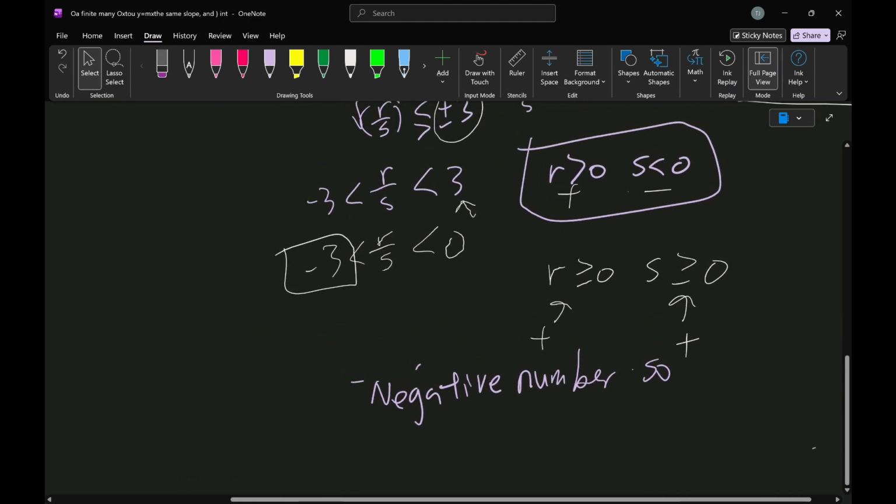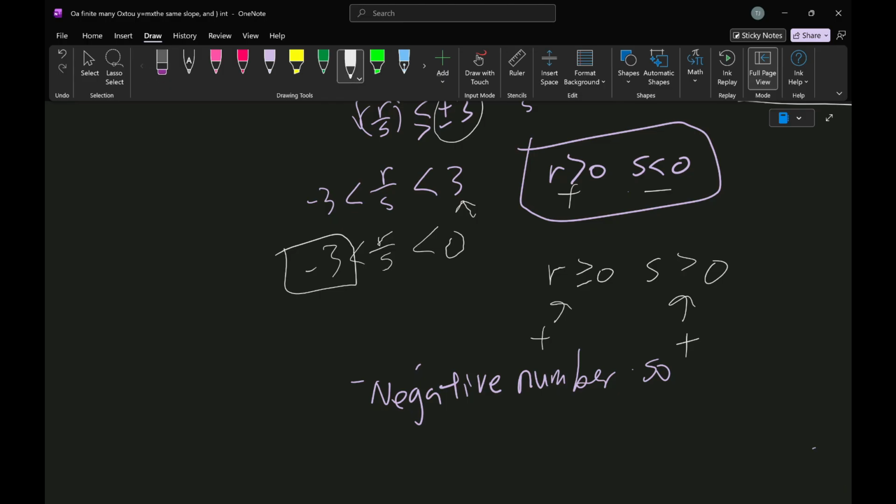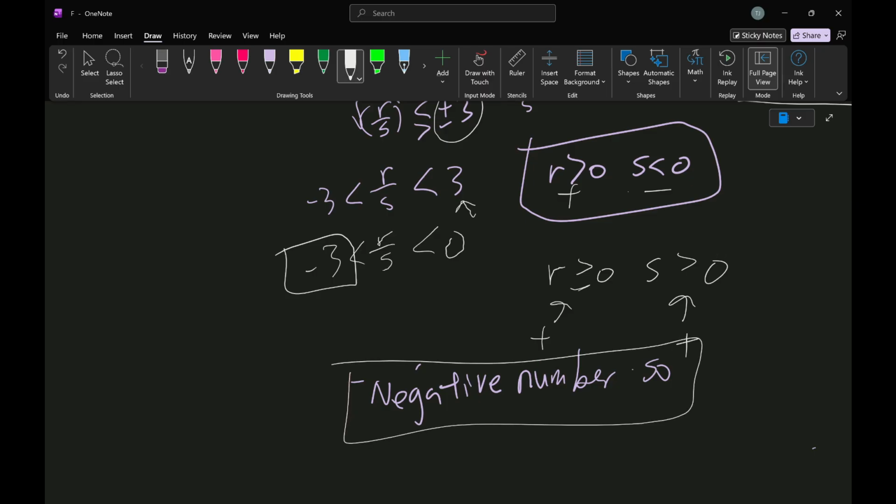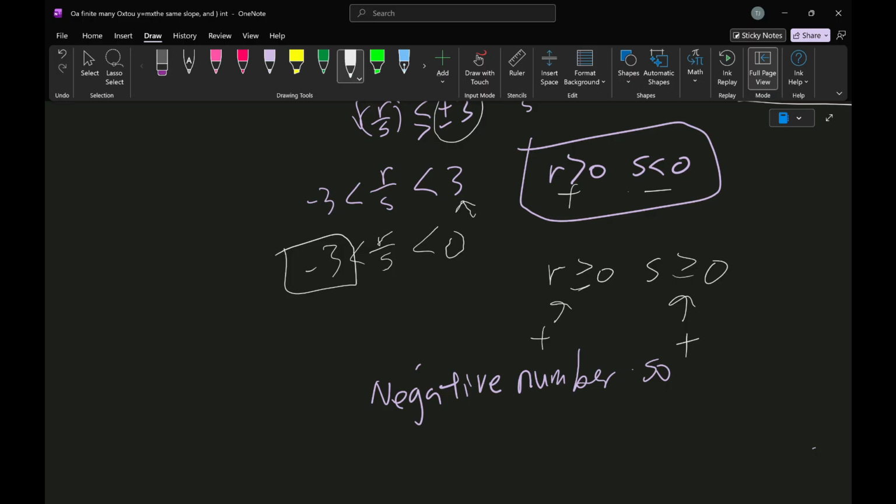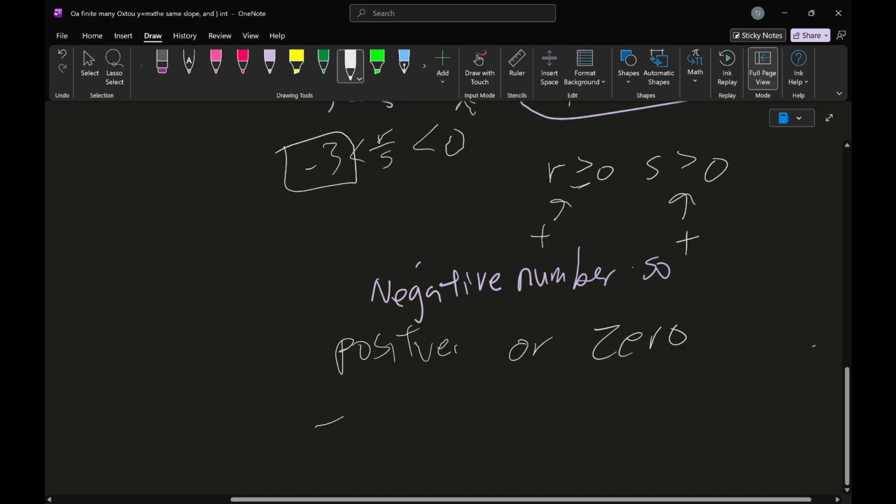Then it has to be 0. Oh, sorry, like this. That means r could be 0, but s can't, because s, the denominator, will be undefined. So the smallest number it could actually be is, it's a positive number, or positive or 0, right? Then your range goes from -3 ≤ k ≤ 3 to 0 ≤ k ≤ 3. The smallest number will be 0.